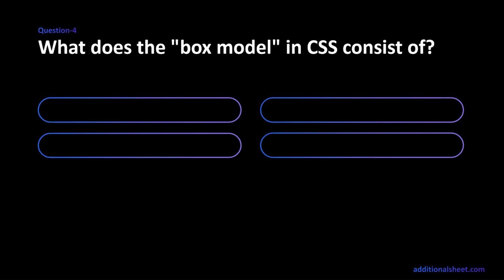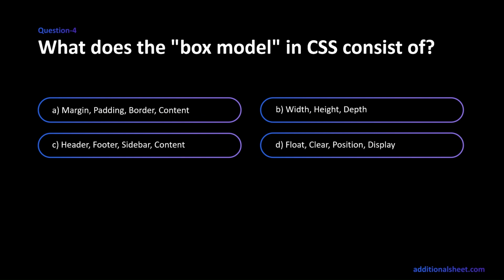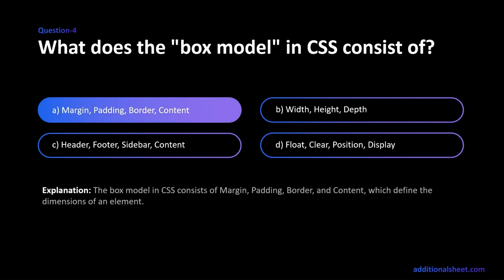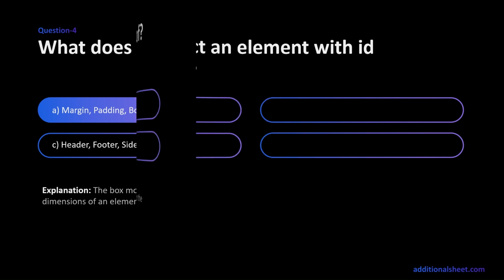Q4. What does the box model in CSS consist of? Options are A. Margin, padding, border, content, B. Width, height, depth, C. Header, footer, sidebar, content, D. Float, clear, position, display. The correct answer is option A. The box model in CSS consists of margin, padding, border, and content, which define the dimensions of an element.